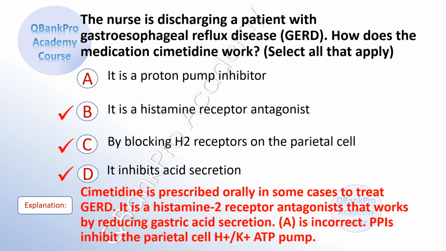The correct answer is B. It is a histamine receptor antagonist. C. By blocking H2 receptors on the parietal cell. And D. It inhibits acid secretion. Explanation. Cimetidine is prescribed orally in some cases to treat GERD. It is a histamine 2 receptor antagonist that works by reducing gastric acid secretion. A is incorrect. PPIs inhibit the parietal cell hydrogen potassium ATP pump.